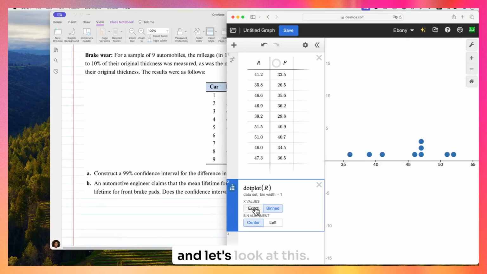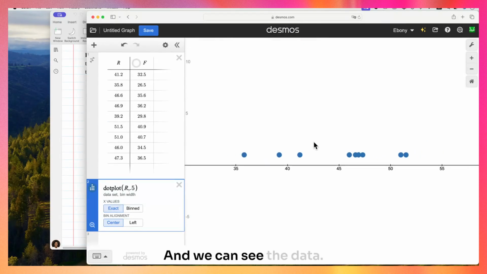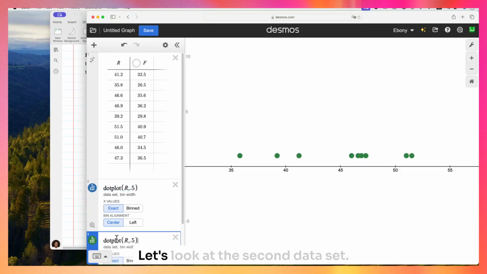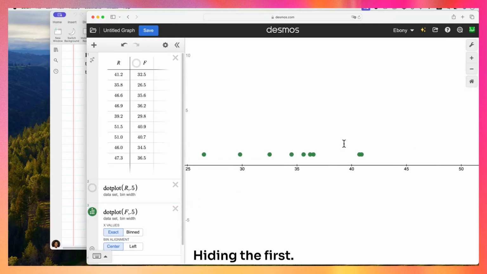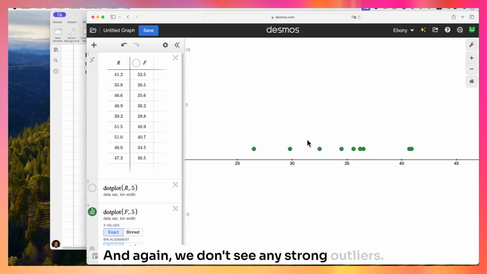Let's do exact and change the width, and we can see the data. What we're looking for is any strong skewness, any strong sense of outliers. Don't really see any with the first data set. Let's look at the second data set, hiding the first. And again, we don't see any strong outliers.